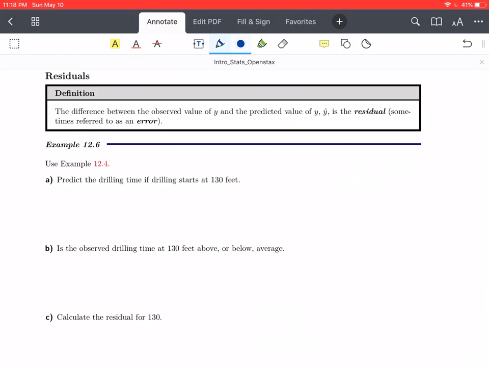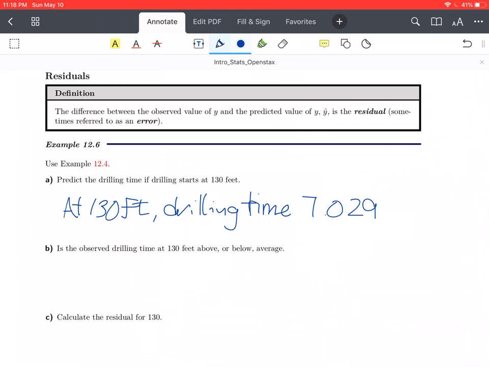So our prediction would be at 130 feet, drilling time 7.029 minutes. That would be our prediction based on the behavior of the line.